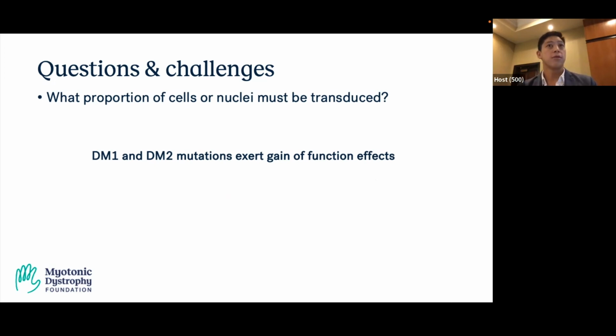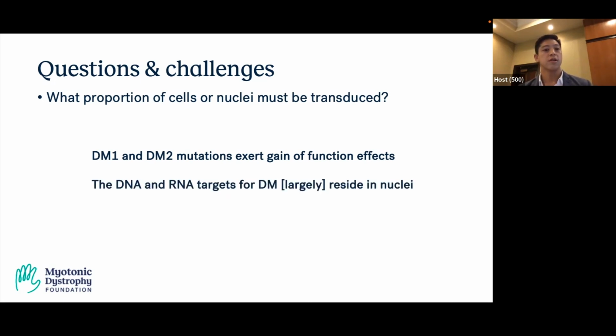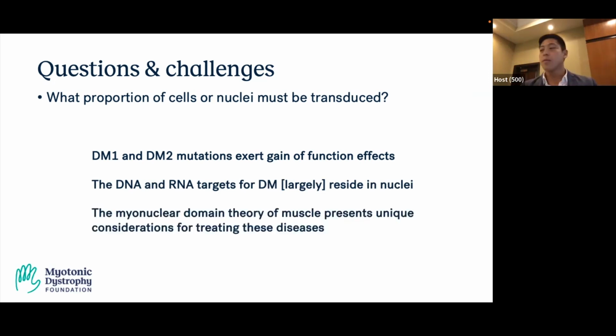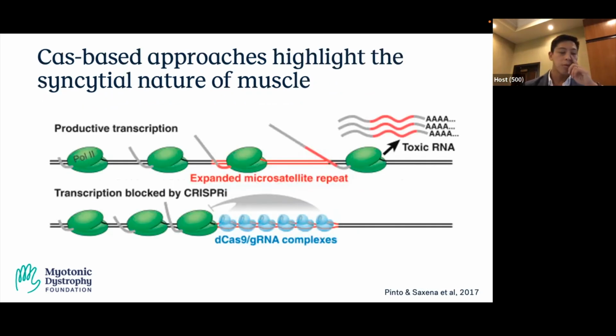Now, let's say you know the cell type to target or the tissue to target. What proportion of cells or nuclei need to receive the material? So both the DM1 and DM2 mutations exert gain of function effects. And we know that the offending targets are commonly in nuclei. And at least in muscle, the myonuclear domain theory of muscle, where each nucleus is responsible for gene expression locally, presents important considerations for this. And so one of the examples in which we first were alerted to this was work done by Belinda Pinto and Tombi Saxena in the lab.